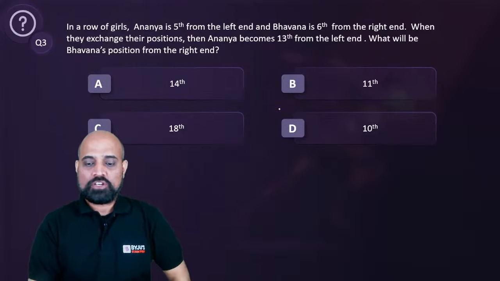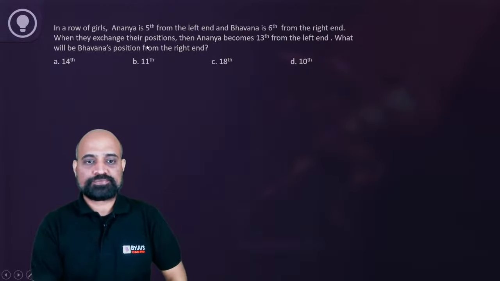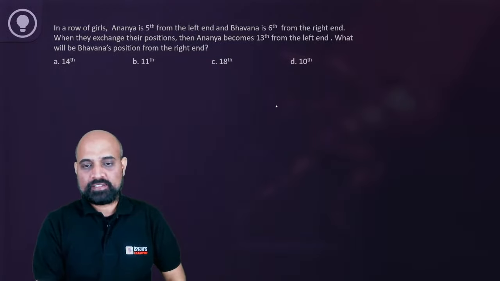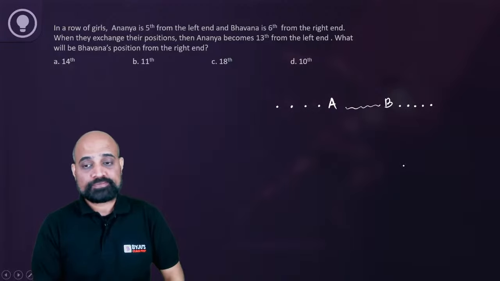Okay, so let's see what the answer is. 5th from the left, right? So 1, 2, 3, 4, 5. This is where Ananya is 5th from the left. And then we have certain number of people. And Bhavna is 6th from the right end. So that means there are 5 people to her right. Okay, so that says 6th from the right end.